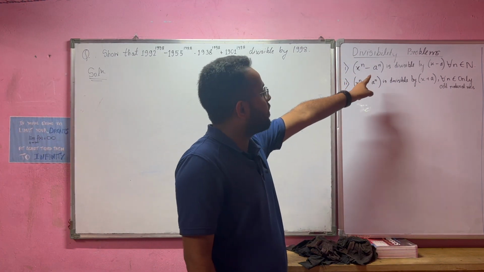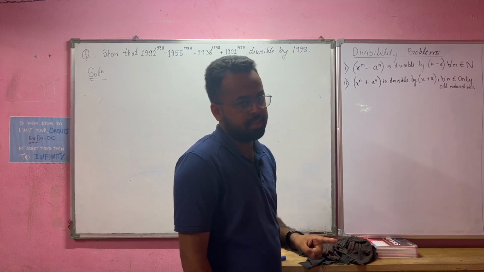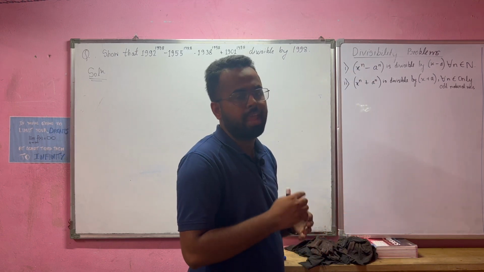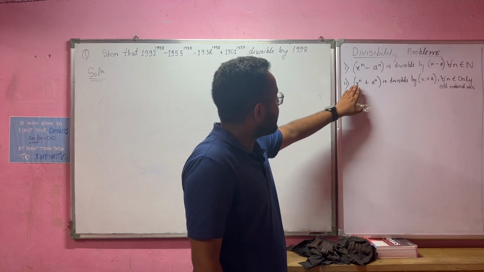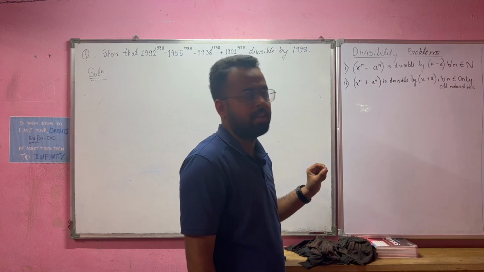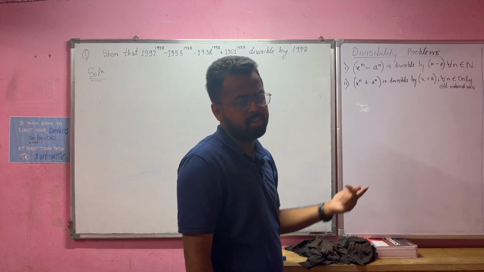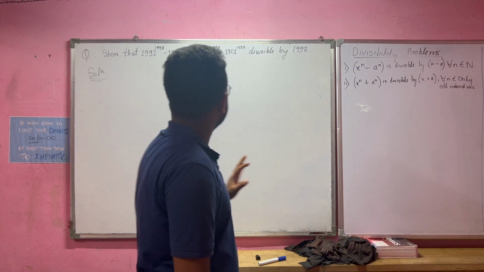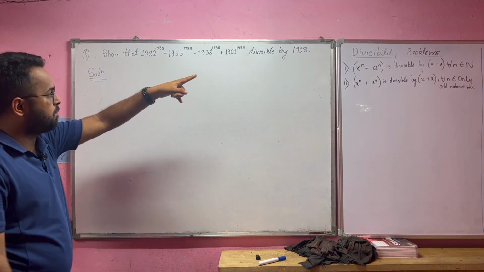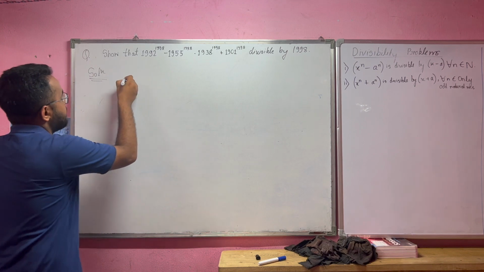X power n minus a power n is always divisible by x minus a for any natural number n. ये एक भी हो सकता है, 2, 3 for any natural number n. But x power n plus a power n is divisible by x plus a for only odd natural number n. Odd means n 1 हो सकता है, 3 हो सकता है, 5 हो सकता है, etc. Now I need to show that this very beautiful and big number, but scary number, is divisible by 1998. So we will do some manipulation.